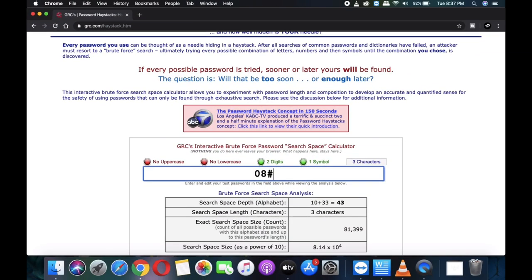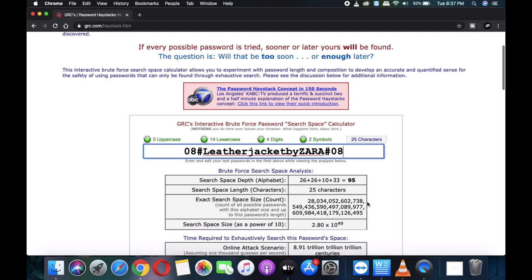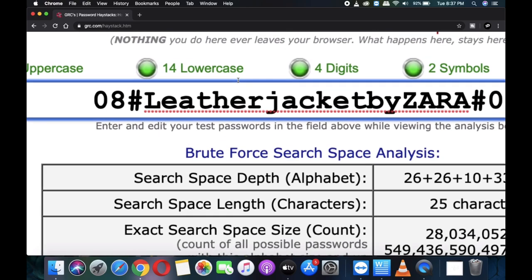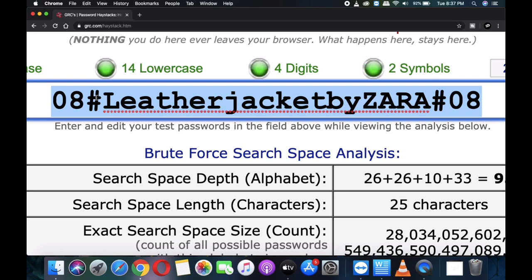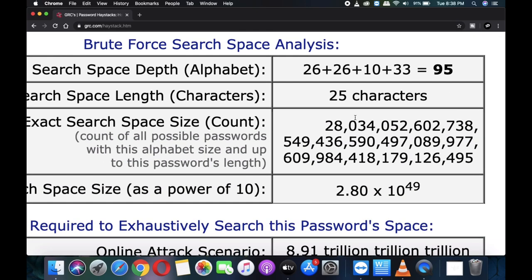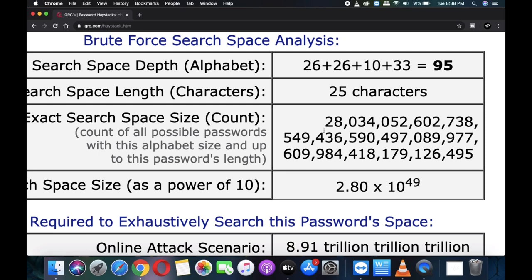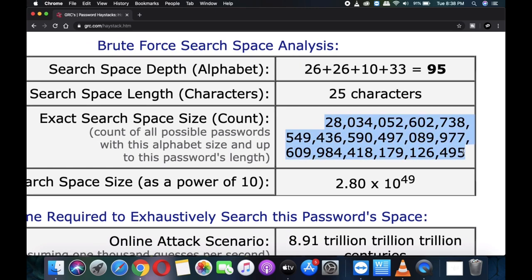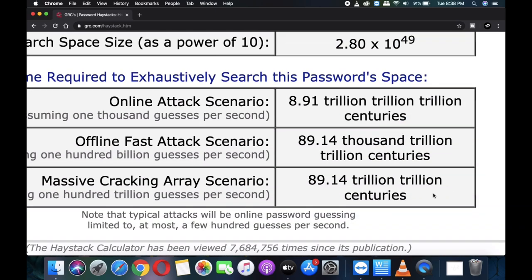In this password, I used the numbers 08, then a hash symbol, then an uncommon text which is leather jacket by Zara, in which leather jacket is written in lowercase and Zara is written with an uppercase Z, and then again #08, which is to make the password a little symmetrical, so it becomes easy to remember. Also, this password has 4 numbers, 2 symbols, 14 lowercase and 4 uppercase letters, and hence a brute force attack will take trillions of years to crack it, which is highly impossible and hypothetical. Also, your password is 24 characters long, easy to remember and resistant to dictionary attacks and brute force attacks.